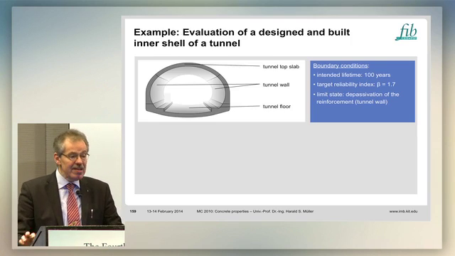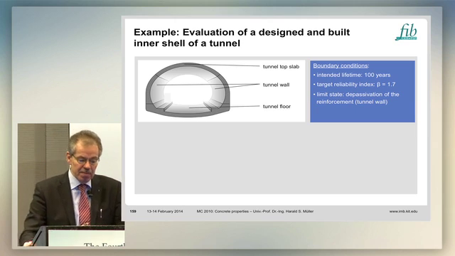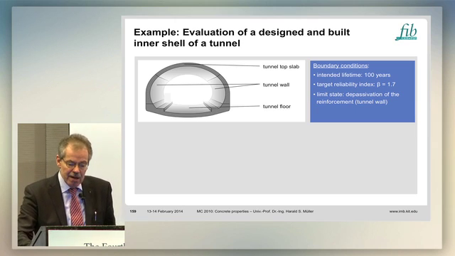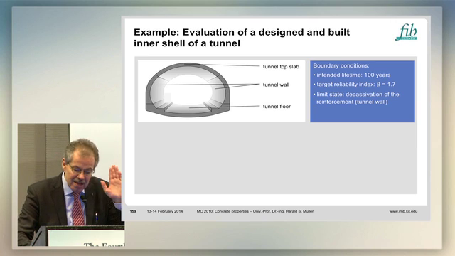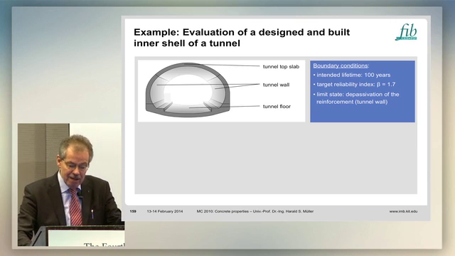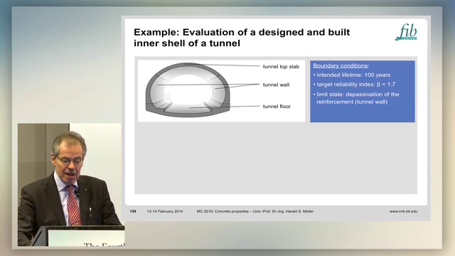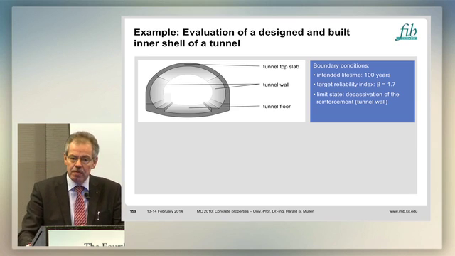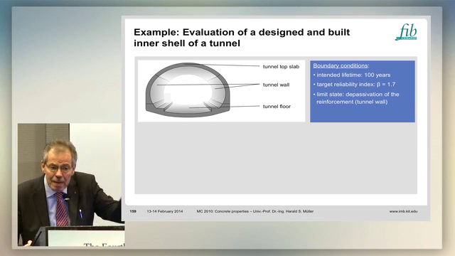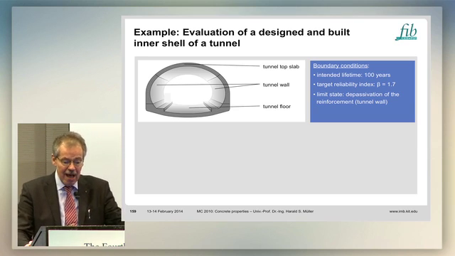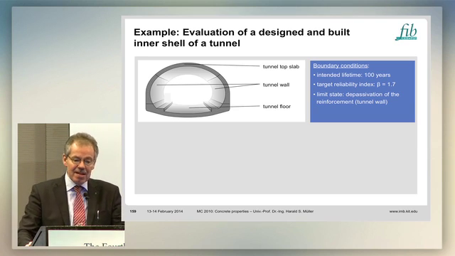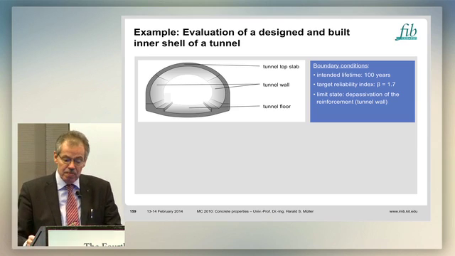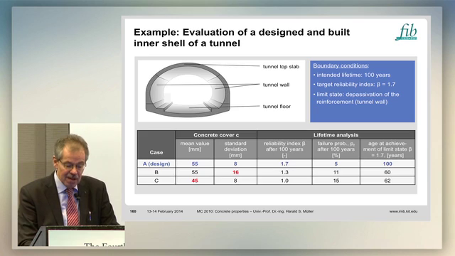I will show you a very simple example of a tunnel inner shell. Very simple example. This is the inner shell of a tunnel. It gives you the boundary condition saying the intended lifetime is 100 years. The target reliability index is beta 1.7, which means roughly 5% of damages to be accepted after 100 years. And the limit state is defined as that time when the depassivation of the reinforcement starts.